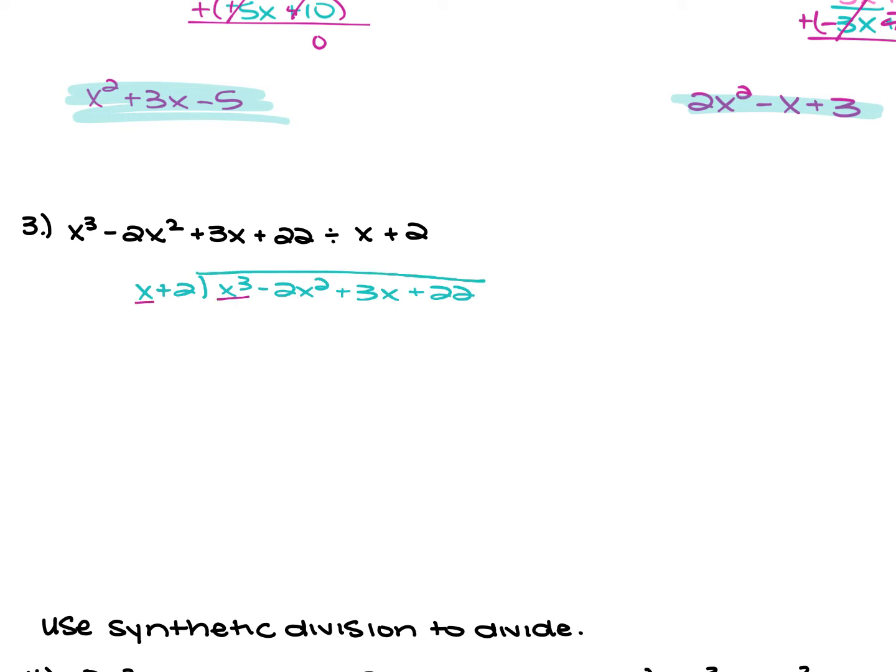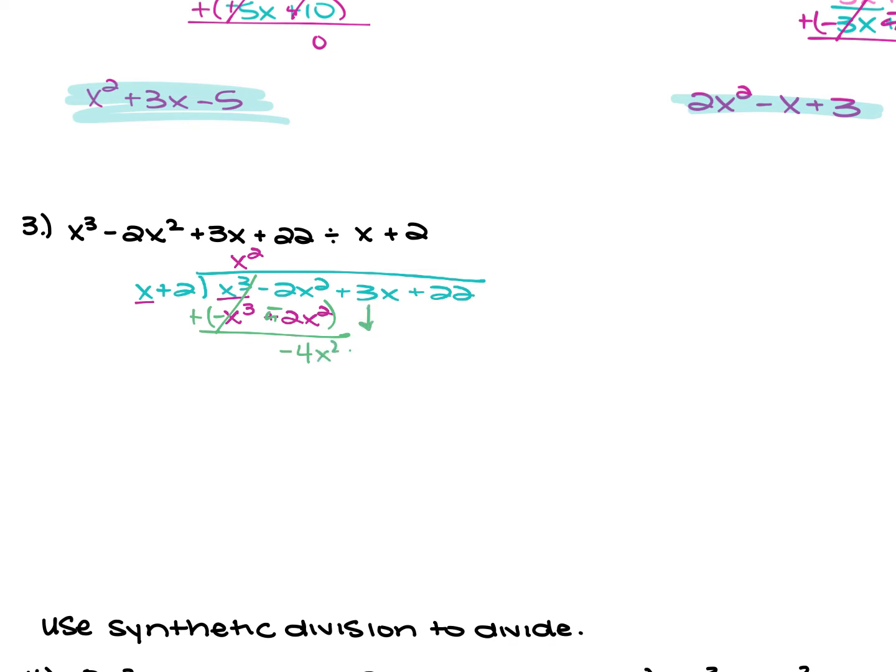Ask yourself, x times what is x cubed? That's x squared, so that goes up top. You multiply, you get x cubed plus 2x squared. You're going to subtract these, distribute your negative, switch your signs. That gives you negative 4x squared left over.